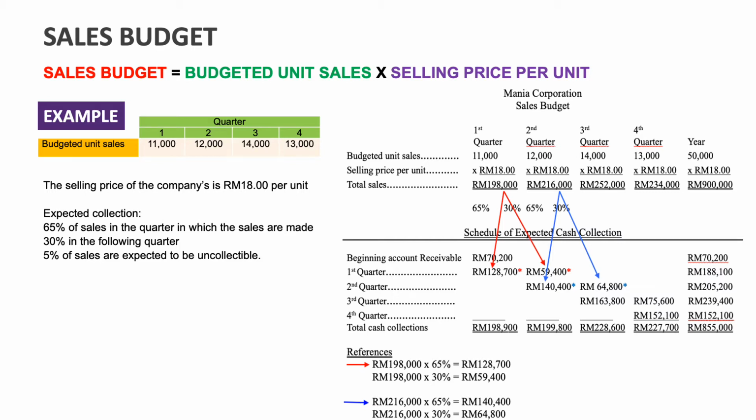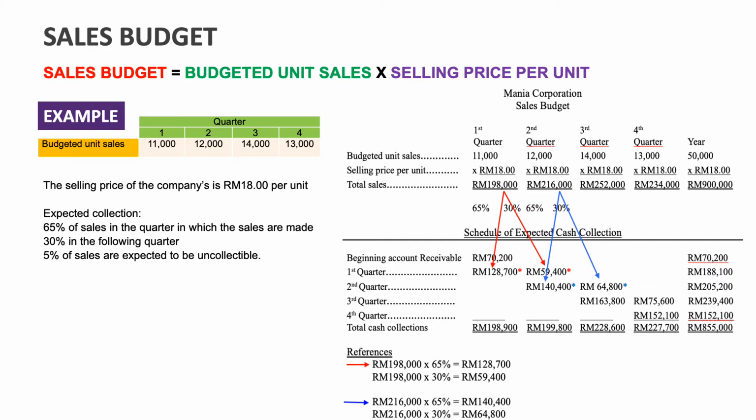The information is given to you there according to quarter, and the selling price is 18 ringgit per unit. So you just transfer to the first part of the sales budget the budgeted unit sales into the respective quarter, and then you apply the selling price per unit of 18, and then you should get the total sales for quarter 1, 198,216 in the second, and the rest.